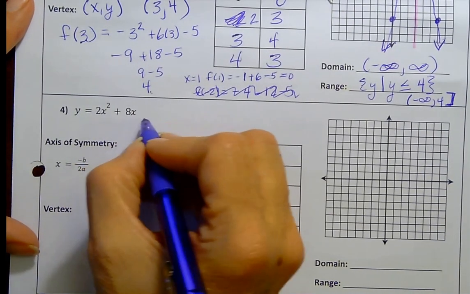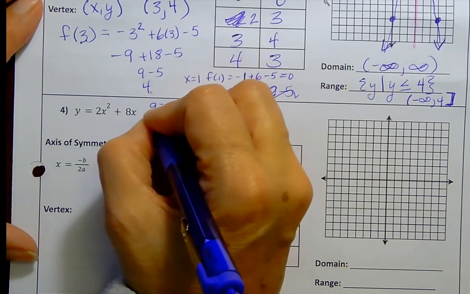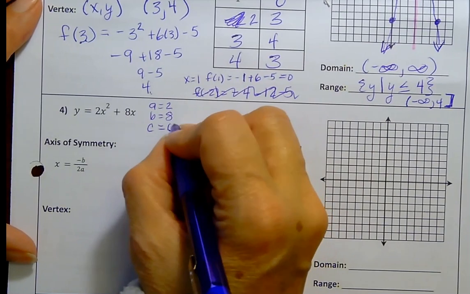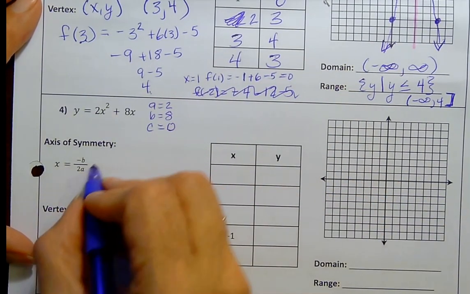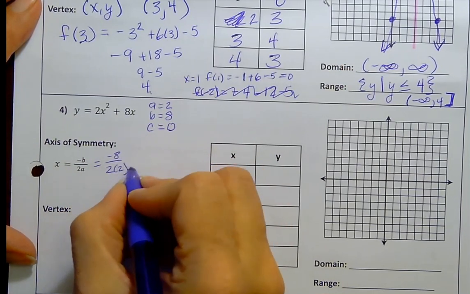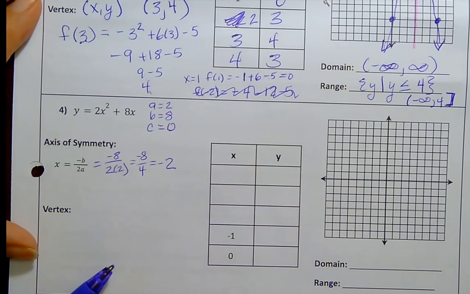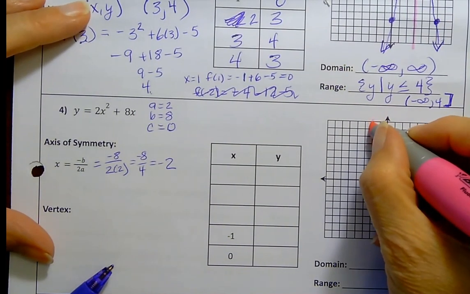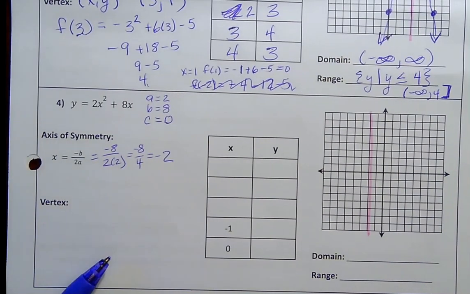All right, y equals 2x squared plus 8x. I know that in this case, a equals 2, b equals 8, and c equals what? Well, I don't see a constant. C must equal 0. All right, so my axis of symmetry is at negative b, so that's negative 8, over 2a. A is 2, so it's negative 8 over 4, or negative 2. Okay, vertical line at x equals negative 2. It's going to be right here. Vertical line at x equals negative 2. That's my axis of symmetry.